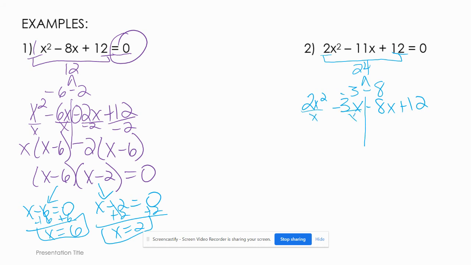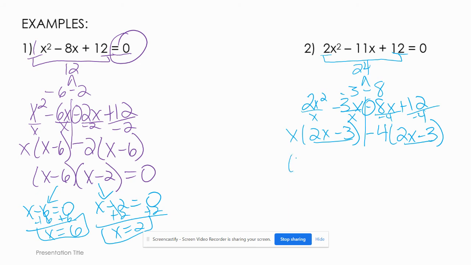Our GCF on the left side is x. Leaves us with 2x minus 3 when we divide. Pull down the minus. Our GCF on the right is going to be 4. Remember, we're dividing by -4, which changes those signs to a +2x and a -3.